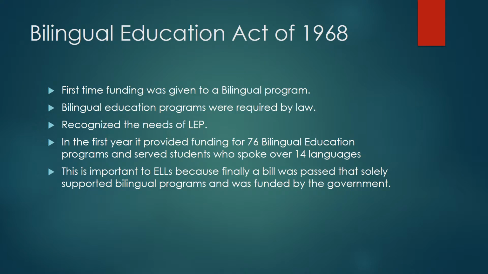The Bilingual Education Act of 1968: for the first time funding was given to a bilingual program, which is very important in the history of bilingual education, and it recognized the needs of LEP students. In the first year, it provided funding for 76 bilingual education programs that served students who spoke over 14 languages. It was important because ELLs finally had a bill that was solely funded by the government to help promote bilingual programs across the nation.